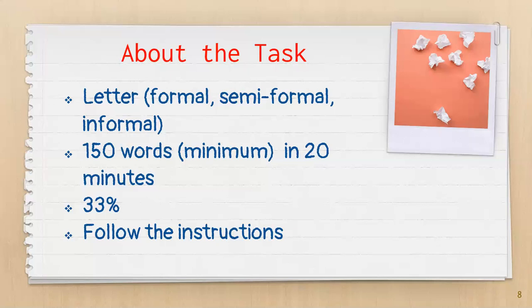When your band score for the writing component is being calculated, task 1 takes 33% and task 2, 66%. You cannot say that task 1 is just 33% and so it's nothing. It makes a whole lot of difference when it comes to your band score for the writing component. So you'd want to do well with this particular task so that you don't miss out on your band score.